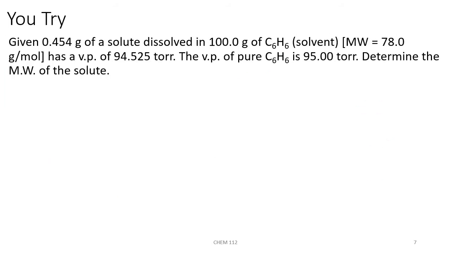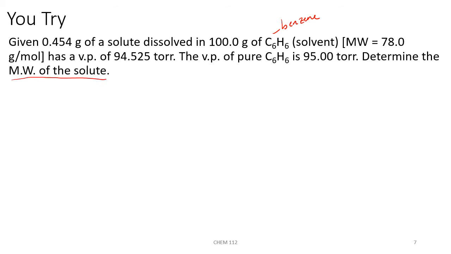Now let's try a little bit of a harder example. Given 0.454 grams of a solute dissolved in 100 grams of C6H6. This is benzene, which is an organic compound, and this is our solvent in the problem. The solution has a vapor pressure of 94.525 torr. The vapor pressure of pure benzene is 95 torr. Determine the molecular weight of the solute.